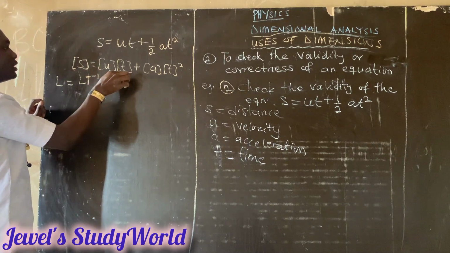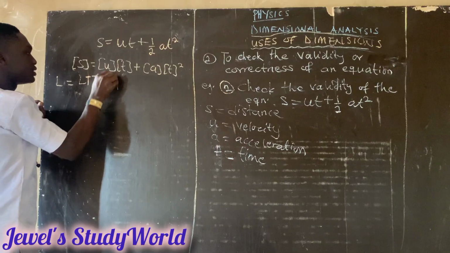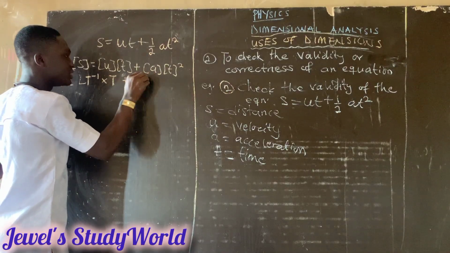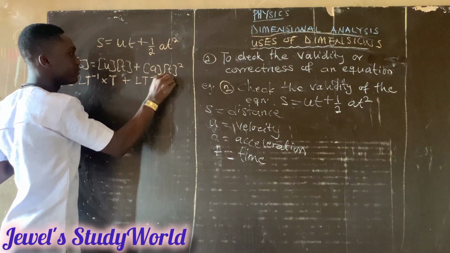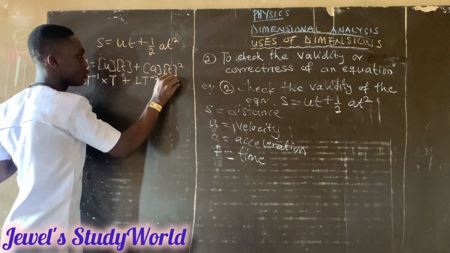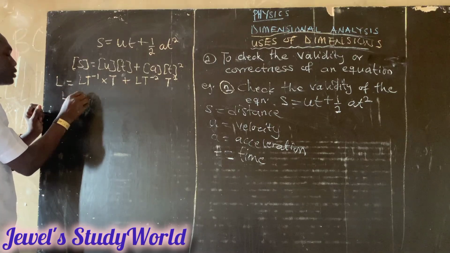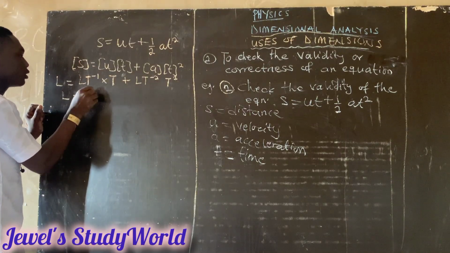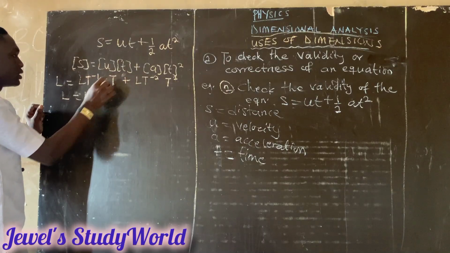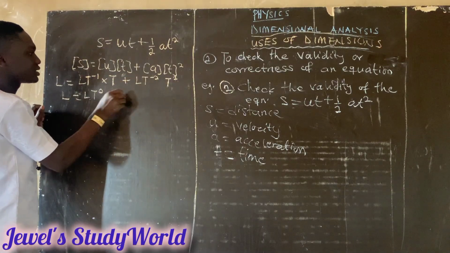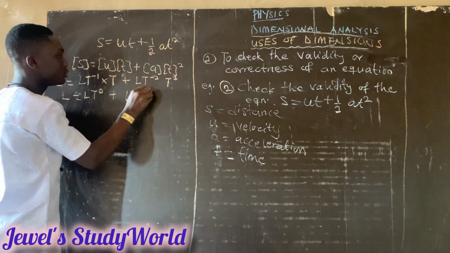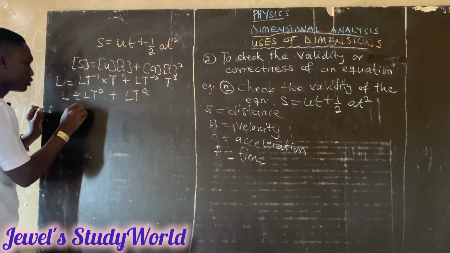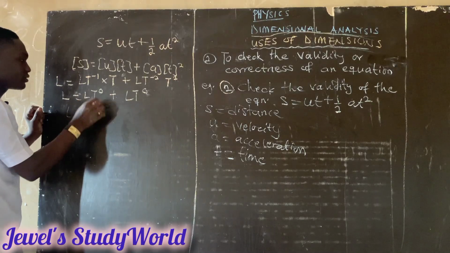Then T here, the T is time, so you have capital T plus A, acceleration, you have LT negative 2. Then time, you have T. Then the T is squared. So you have L equal to, here you have LT negative 1 times T. So you have L, then T, you have negative 1 plus 1, giving us 0. Plus, here you have LT negative 2. So negative 2 plus 2 gives us 0. So you have L is equal to the T power 0 gives us 1.